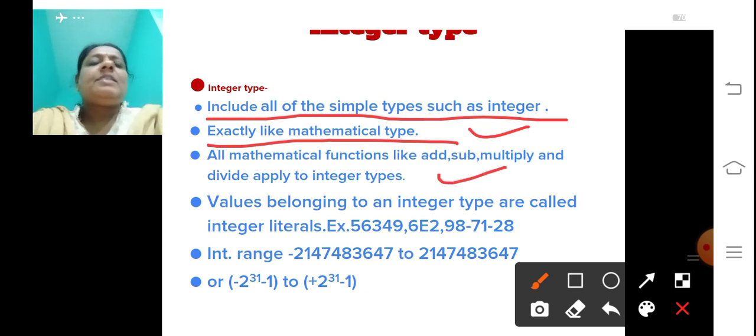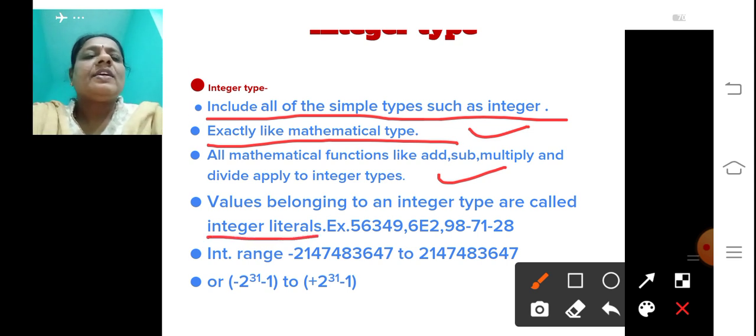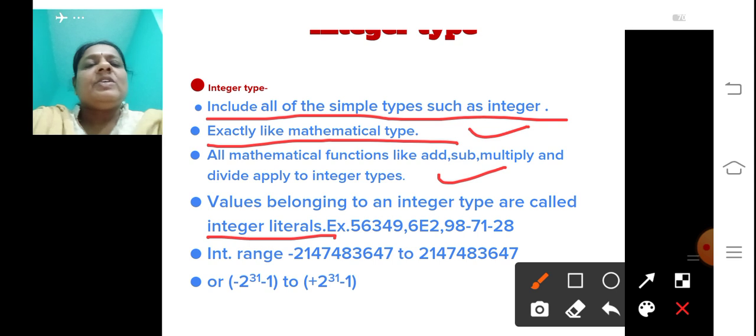Another important point is that values belonging to the integer type are also called integer literals. So what are integers? Integers are the whole numbers. The same meaning and concept that we use in mathematics applies here. Here also we use all the operations that we use in mathematics: addition, subtraction, multiplication and division. And the next point is that the values belonging to an integer type are called integer literals.